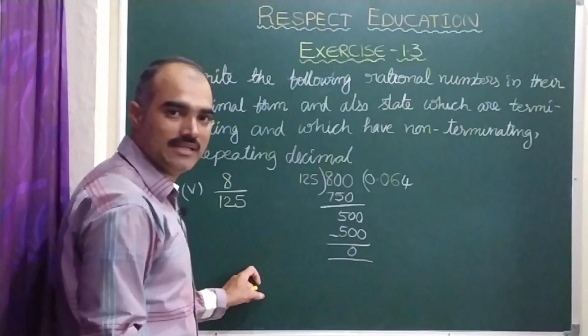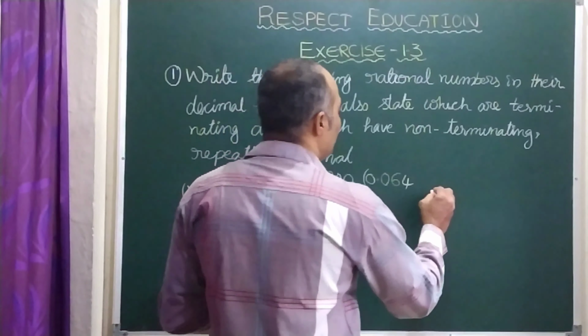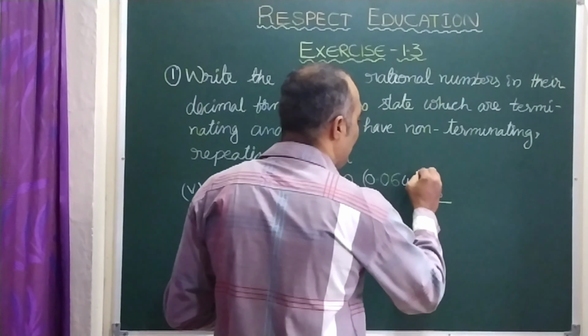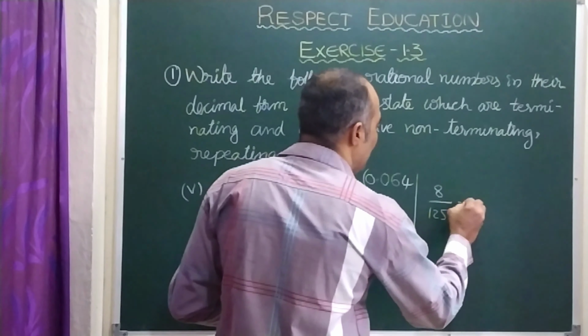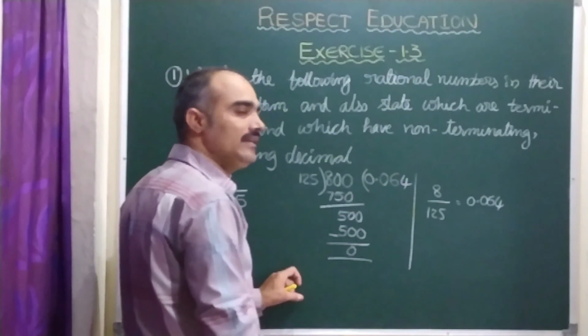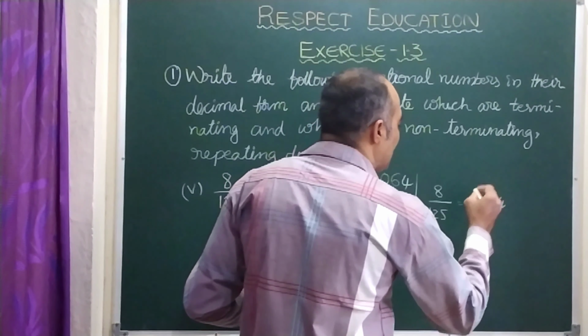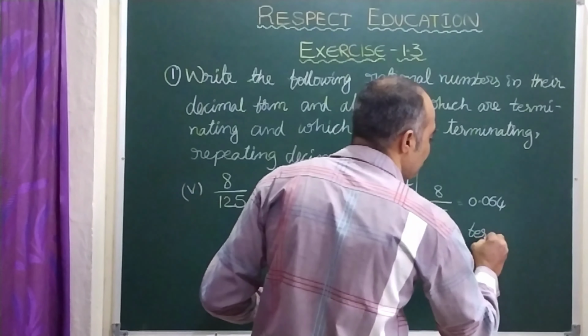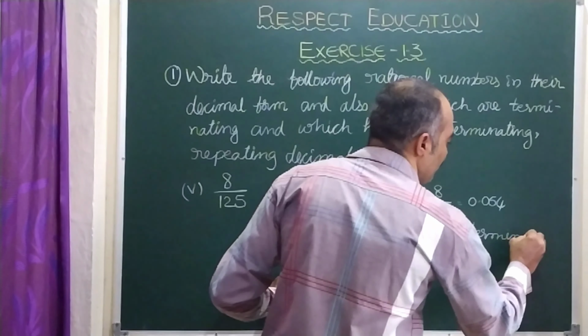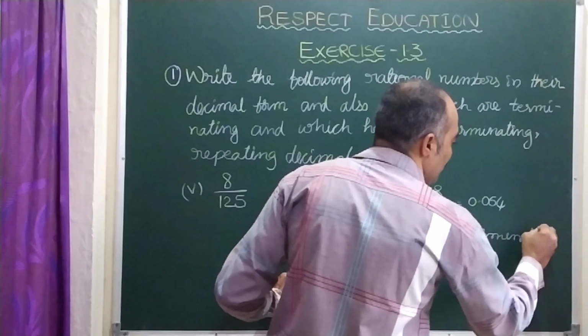See here, remainder is 0. So we can write 8 by 125 is equal to 0.064. It has an ending, so it is a terminating decimal.